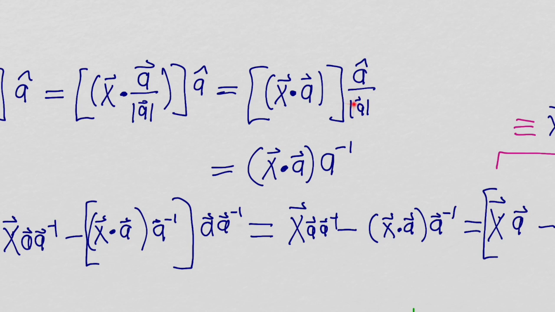Yeah, see, getting from this statement to this statement is something you should be able to think about and do. It's just we're plugging in the definition of a hat. We get a hat over another factor of the magnitude of a, which is a over the magnitude of a squared, which multiplied by a is a squared over the magnitude of a squared, which is a inverse.